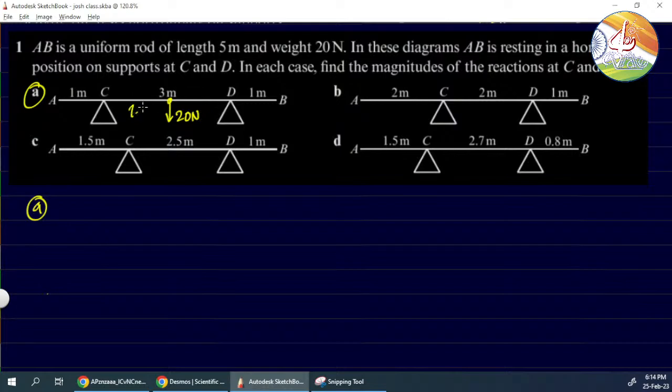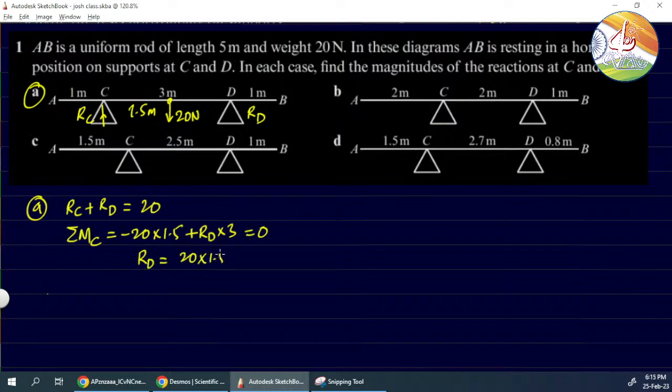Because it is acting at the center, this distance will be 1.5 meters. Here the reactions are RC and RD. So RC plus RD will be 20, correct? I'm directly writing the equation. Then take moment about point C. 20 into 1.5 is clockwise, so minus, then RD into 3 is anti-clockwise, so plus, and the total should be 0. So RD will be 20 into 1.5 by 3, that is 10. RD is 10. Then RC is 20 minus RD, that is also 10.